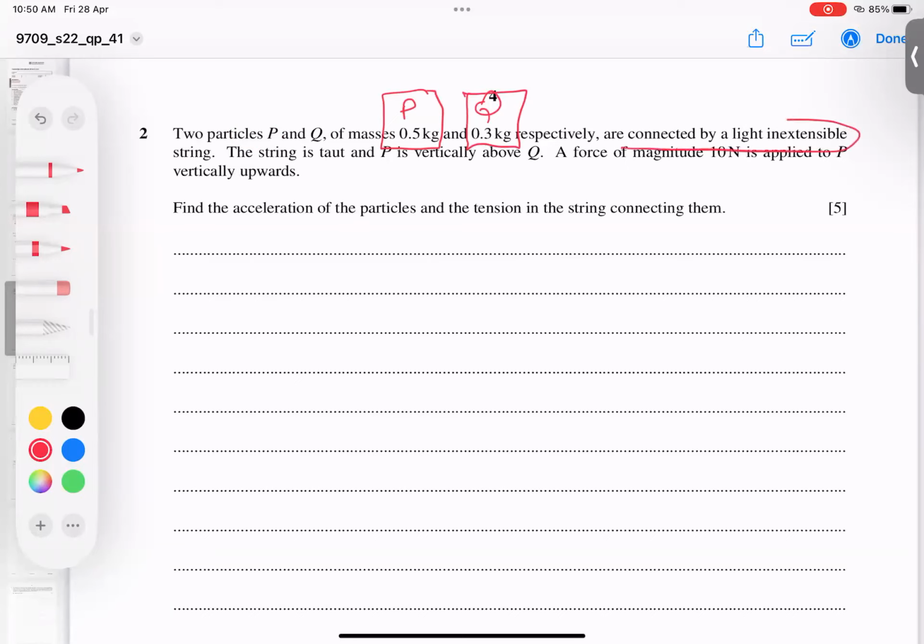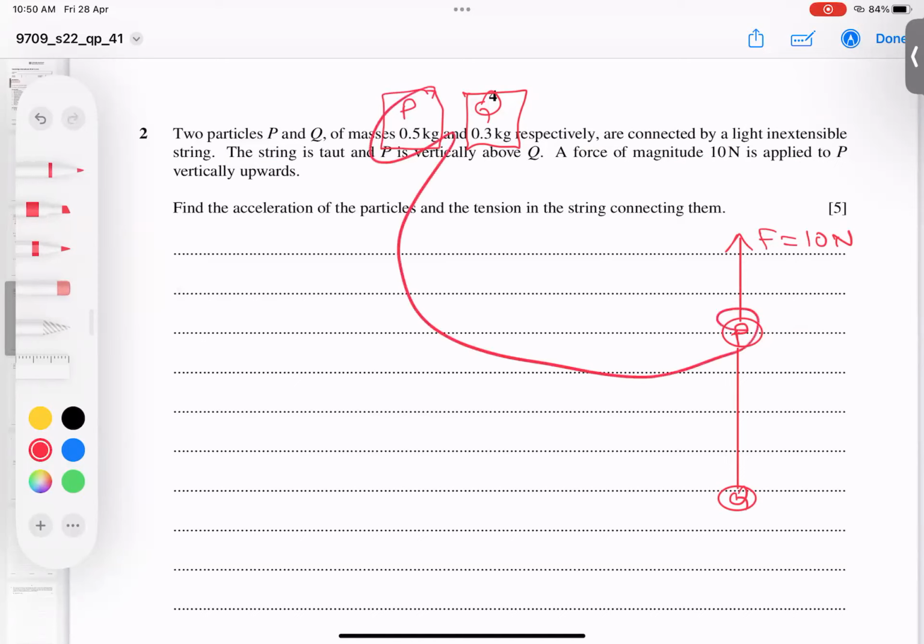And a string is attached, the string is taut, okay? And P is vertically above Q. It means P is above, Q is below. All right. He mentions what here? A force of 10 newtons applied on P vertically upwards. All right. And further he mentioned what here? The mass of particle P is 0.5. What is the weight? Into 10 becomes 5 newtons.